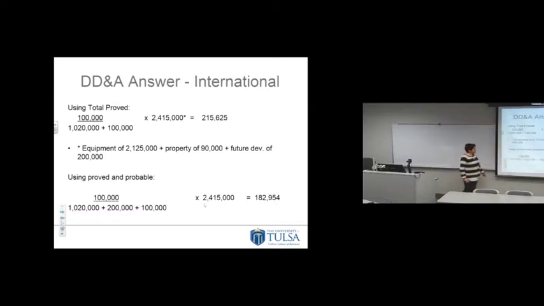Using proved and probable, the difference is I'm going to add in that additional probable of 200,000 barrels in the denominator. And now my DD&A is only 182,954. Again, I'm writing off a little slower, pushing those capital costs out more before they get expensed. They will all eventually be expensed. They have to before the end of the life of the field. But if I'm including probable reserves, I'm just pushing some of that expense back to later years in the life of the field.